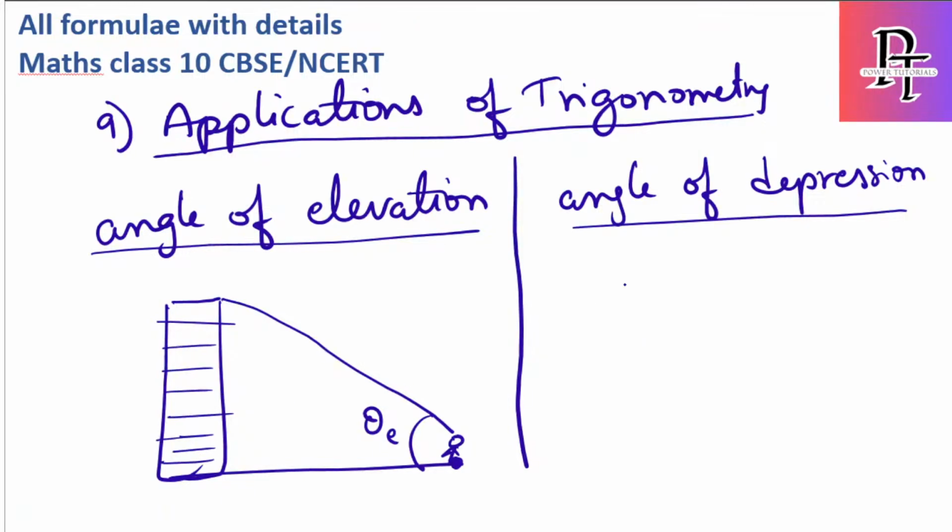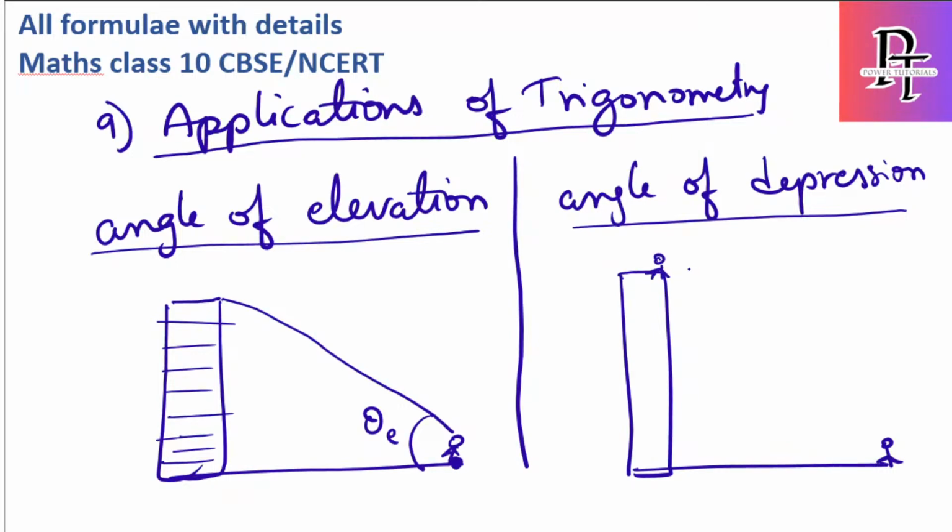In the same way, what does depression mean? If a building is present and a boy is present on the ground, and another boy is present here on the top of the building, now he is able to see the boy at some angle. That angle is nothing but the angle of depression. We will represent it as theta d. So angle of elevation means the angle from bottom to top, whereas angle of depression means the angle from top to bottom, but it's not with respect to the building, it is with respect to the horizontal line.